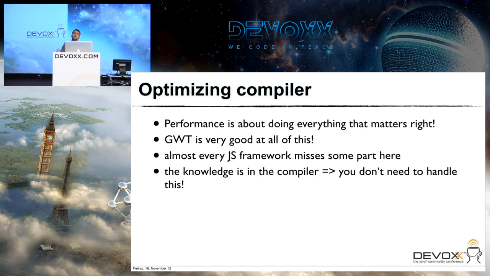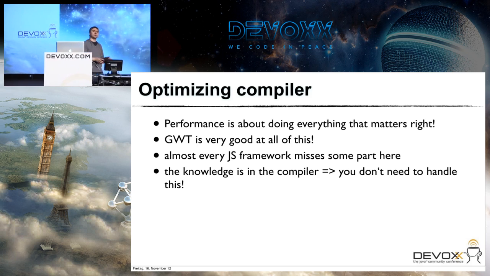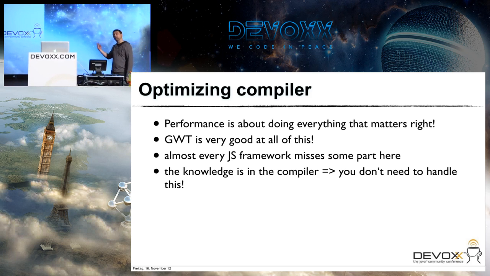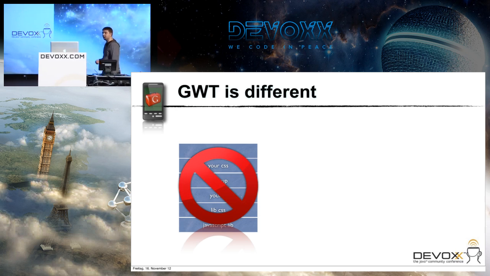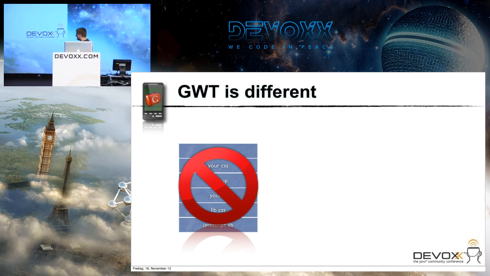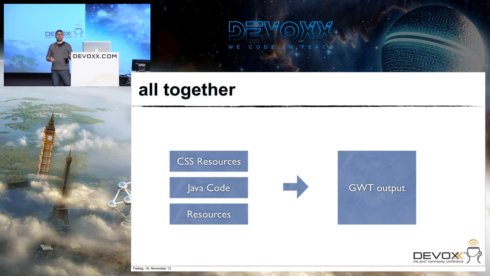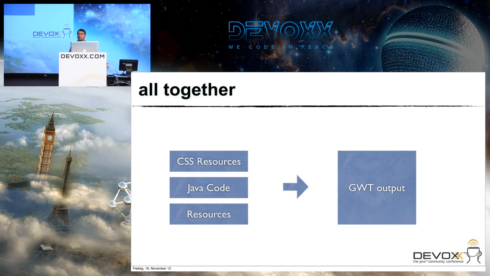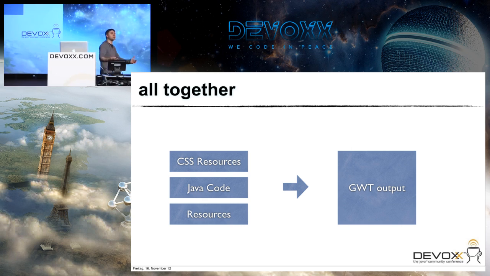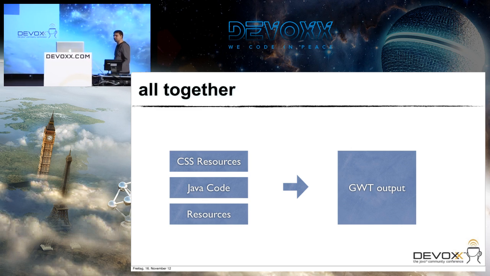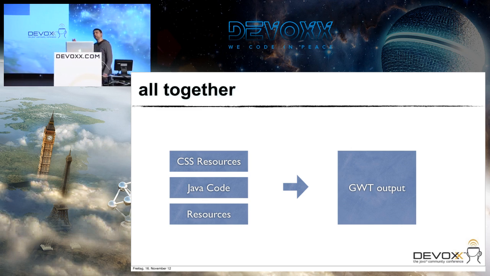Because it has all the knowledge of what you need to do just inside the compiler, and you can just care about writing your application code. You don't have to deal with all that stuff all over again. And with GWT, development is different. We don't do separate CSS and separate JavaScript. What we do is we write up resources. Of course, we're using CSS, but the CSS is known to the compiler. The Java code is known to the compiler and the resources as well. And it just produces one big output for us.